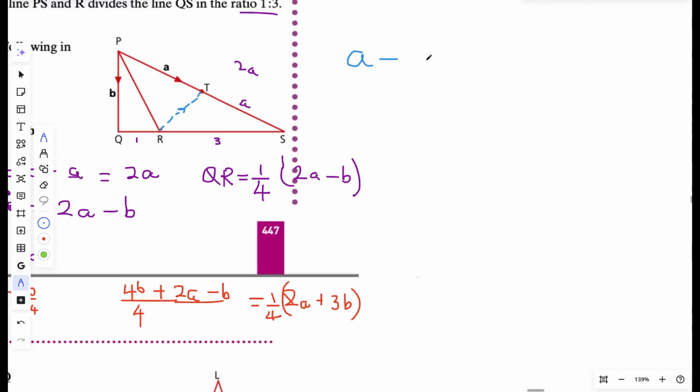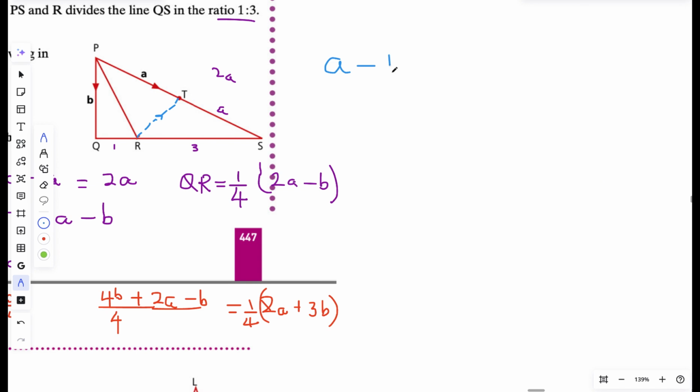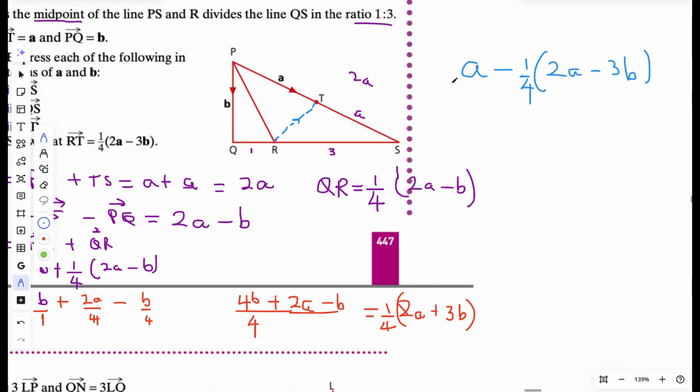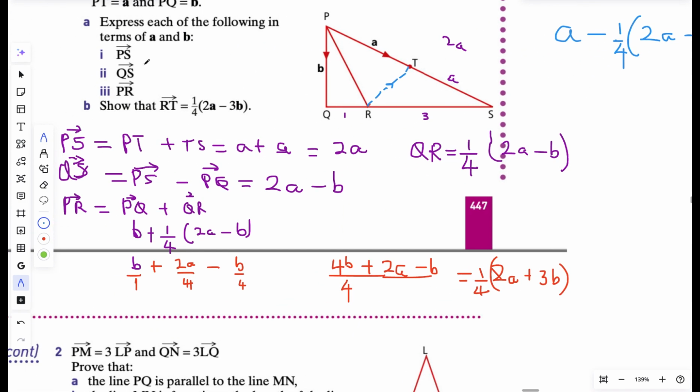So we say this minus 1 all over 4, 1 all over 4 into (2A minus 3B). We close the bracket. This will be the last one that they say we should show, the RT. This will be our RT.